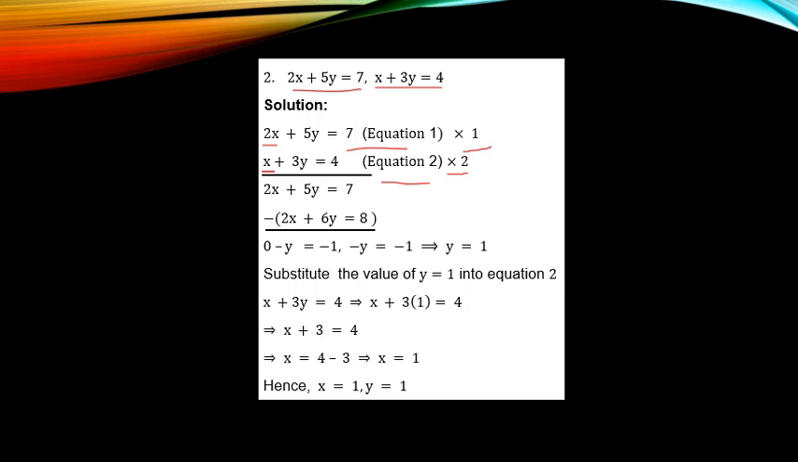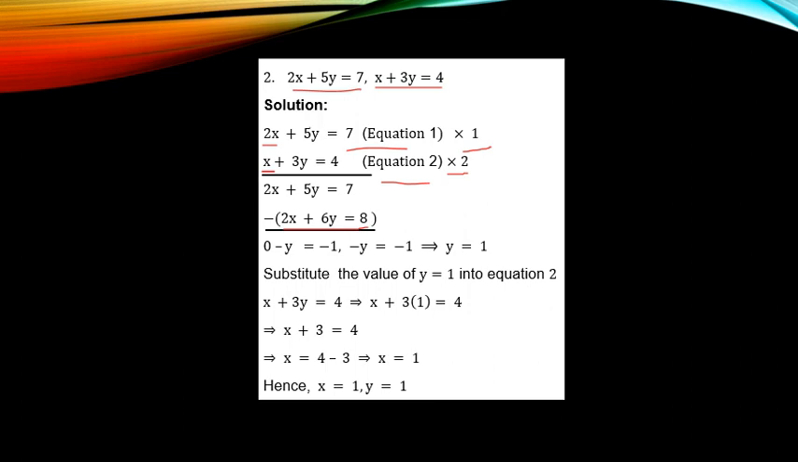So if 1 multiplies through equation 1, you have it as the same, 2s plus 5y equal to 7. Then 2 multiplies through equation 2. So 2 times s, you have 2s. 2 times 3y, you have 6y. 2 times 4 equal to 8. So you've made the coefficient of s to be the same in both equations. If you check equations 1 and 2, 2s and 2s, they are positive. So you need to subtract in order to eliminate s.